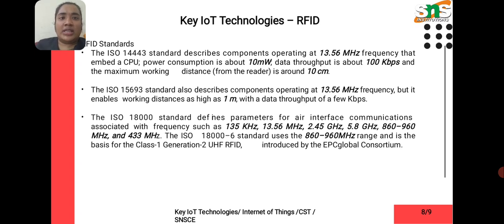ISO 15693 also describes components operating at 13.56 MHz frequency, but it enables a working distance as high as 1 meter with a data throughput of a few kbps. ISO 18000 defines the parameters for the air interface at many megahertz of frequencies and is the basis for the Class 1 Generation 2 of the field introduced by EPCglobal.